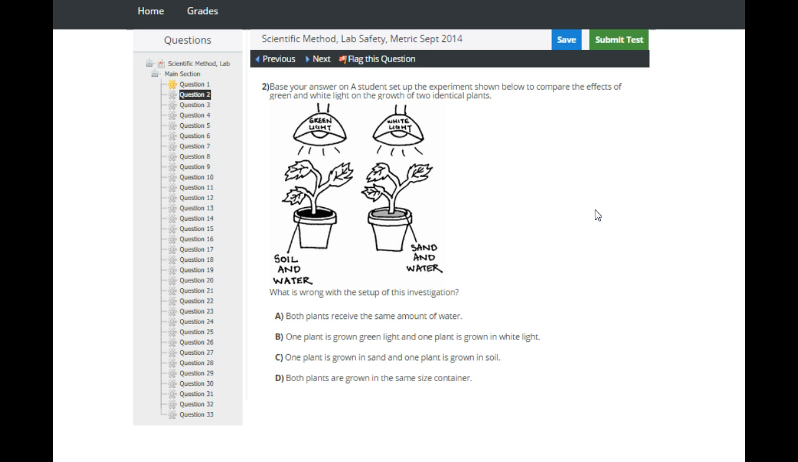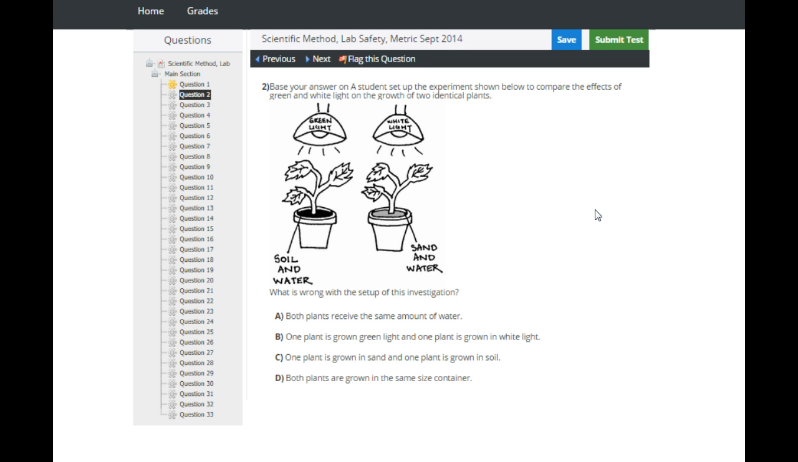What's wrong with the setup of this investigation? Looking at it, one of them has soil and water, and one of them has sand and water. The only thing that should be different with the two of these things is the color of the light. So let's pick our answer now. A, both plants receive the same amount of water. Well, they should. B, one plant is grown with green light and one's grown with white light. There's nothing wrong with that because that's what we're testing.